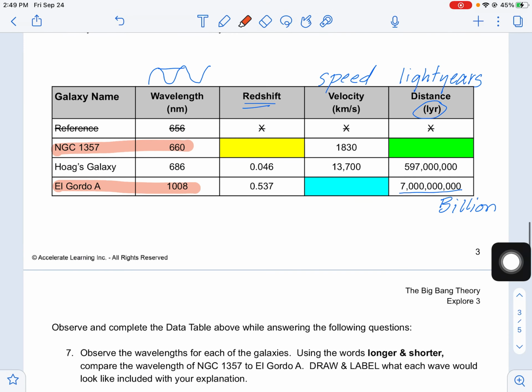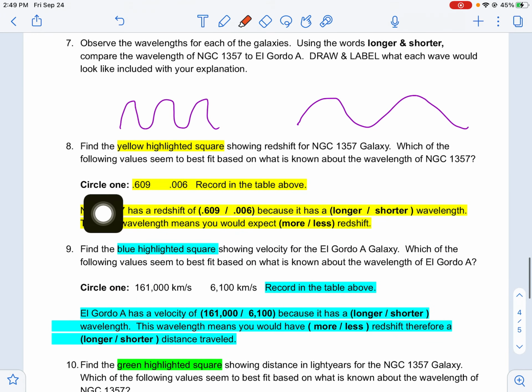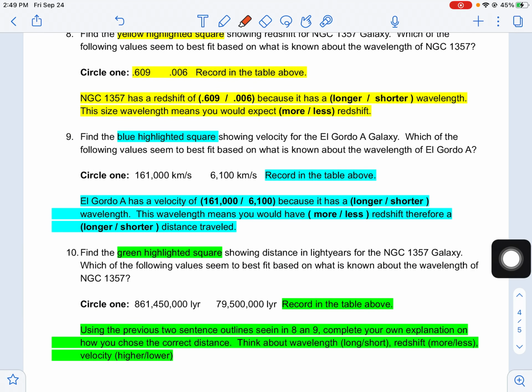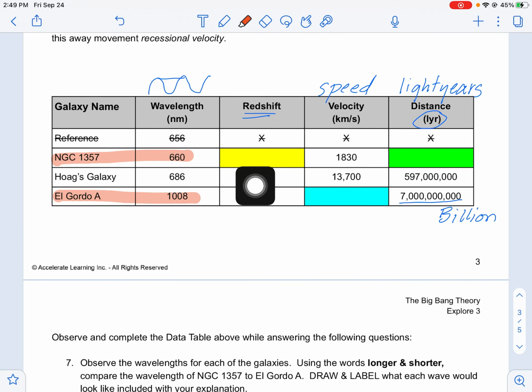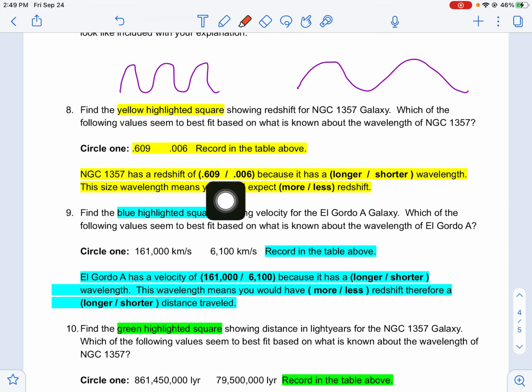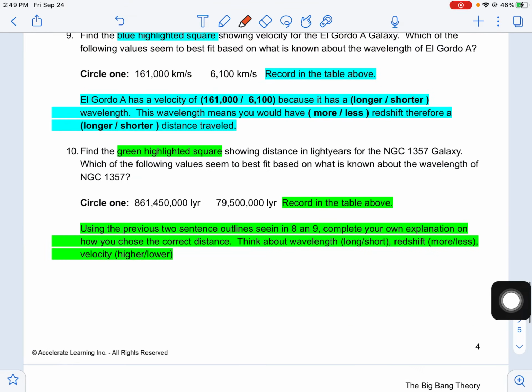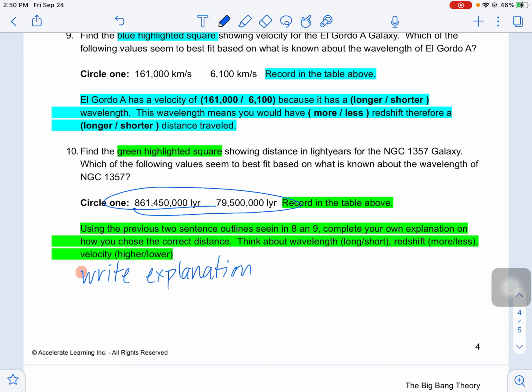Then you've got these three colored boxes. The yellow box is going to be filled in and explained using the yellow space, the blue box, and then the green box. So you have to decide which number best fits in each one, and then circle the best answer to finish that explained statement. Now the third one, the green one, I did not give you a circle statement. You are going to write your own on why you picked the number that you did.